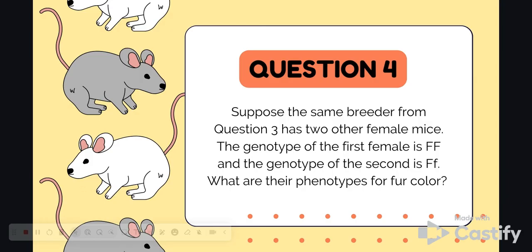Suppose the same breeder from question 3 has two other female mice. The genotype of the first female is capital F, capital F, and the genotype of the second one is capital F, lowercase f. What are their phenotypes for fur color? Pause and see if you can solve it.